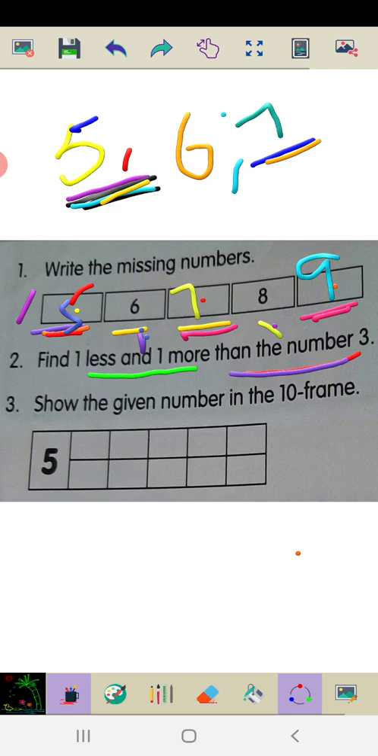Question number 3. Show the given number in the 10 frame. This is also very easy. The number given here is 5. So you take balls or fruits or vegetables, whatever you like. If you like ice cream, take ice cream. In this frame of 10, you need to draw 5 things because there is 5 here. If you are taking ice cream, you should represent it 5 times. Understood? So you do this and send me the image.